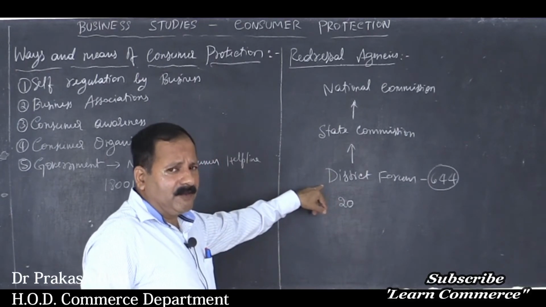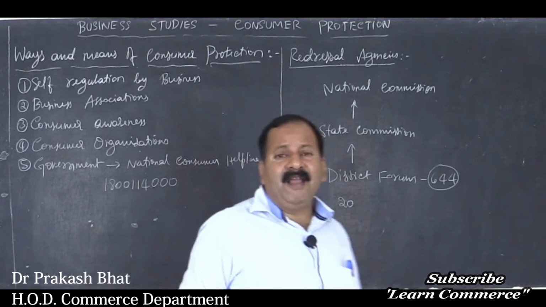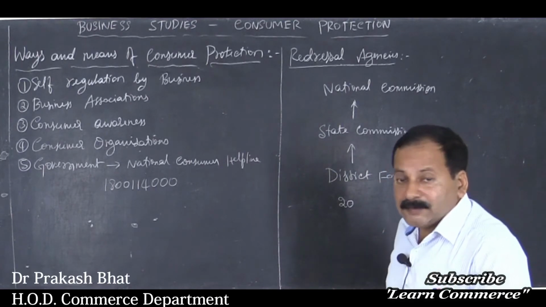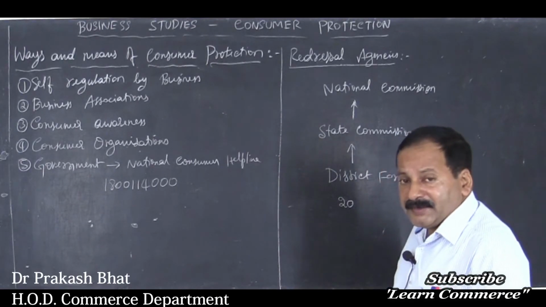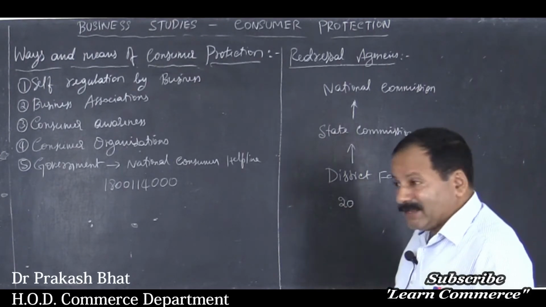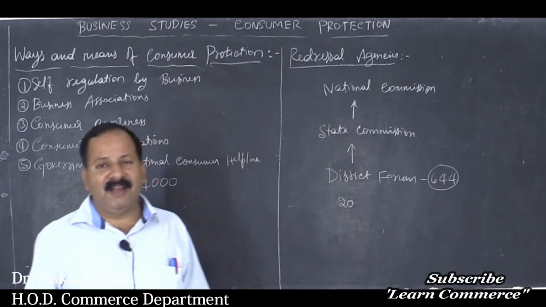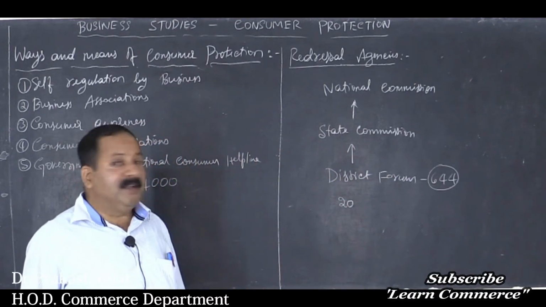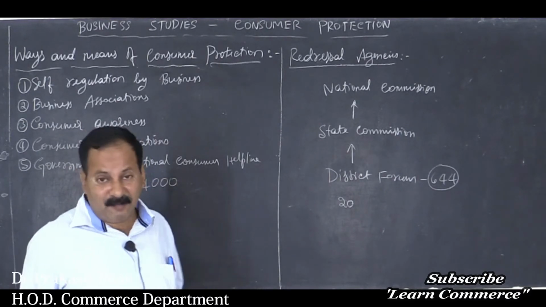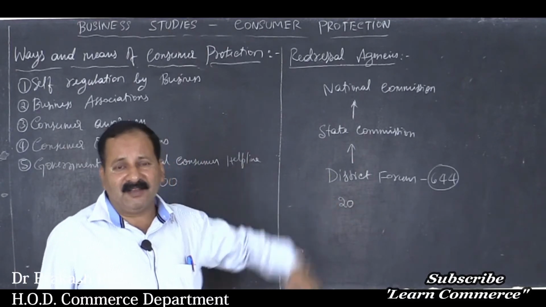Particularly they will ask a question. Once they asked, what is the maximum limit of compensation under district forum? Some of them wrote less than 20 lakh, some of them wrote more than 20 lakh, some of them wrote 20 lakh. Which is correct? Not more than 20 lakh or up to 20 lakh is the correct answer. Less than 20 lakh is not the correct answer. Remember, because they told more than 20 lakh, isn't it?